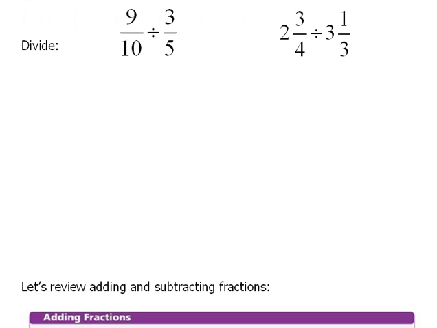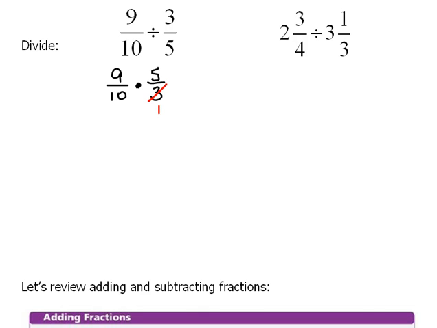Here we have a problem that says 9 over 10 divided by 3 over 5. Now we don't divide fractions. Instead, we change it to a multiplication and we flip the second fraction. Now this just becomes a multiplication problem, which we've already reviewed. Remember, we can do some canceling first.